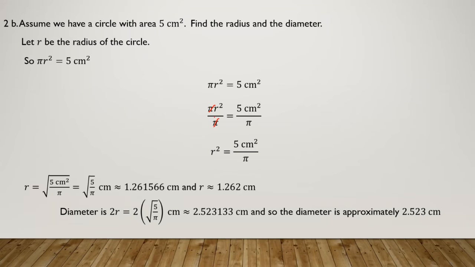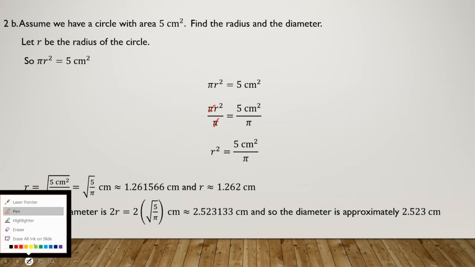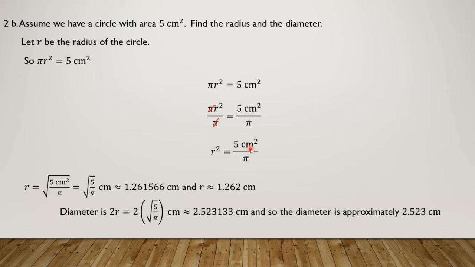So the pi's cancel here. We divide both sides by pi. We get R squared is 5 square centimeters over pi. But again, we don't want R squared. We want R. Well, we're going to take square roots. So we get R is the square root of 5 square centimeters over pi.